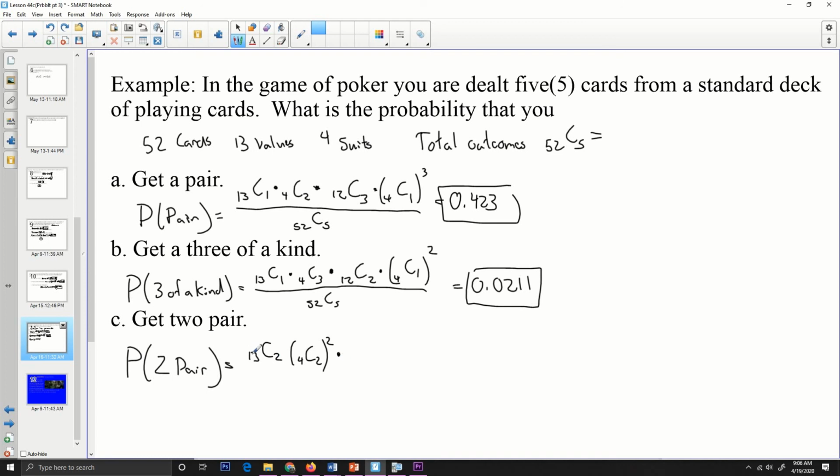Then, since we've chosen 2 of these, there are only 11 values left. We're going to choose 1 of those, and that gives us the third value that we are trying to find. And that third value has 4 cards, of which we are going to choose 1 of those 4 cards, and that will be over the 52 choose 5.